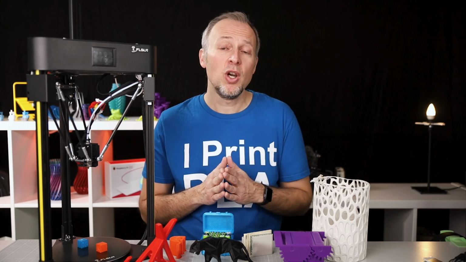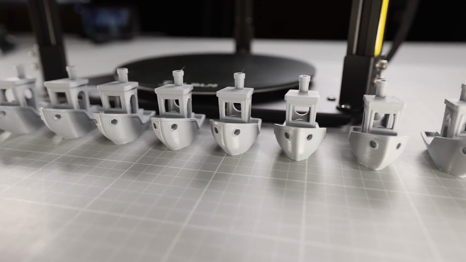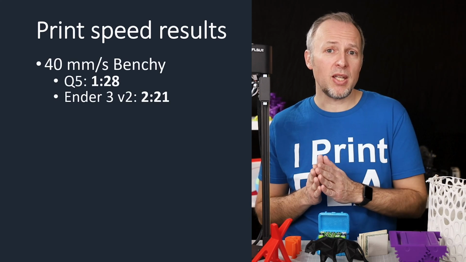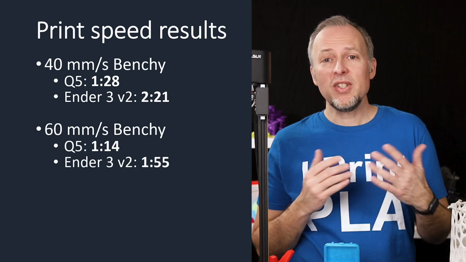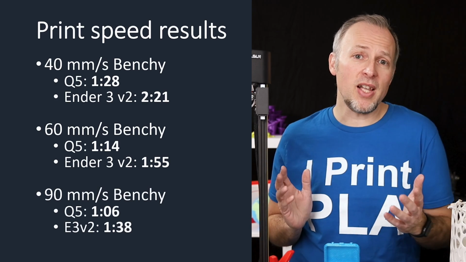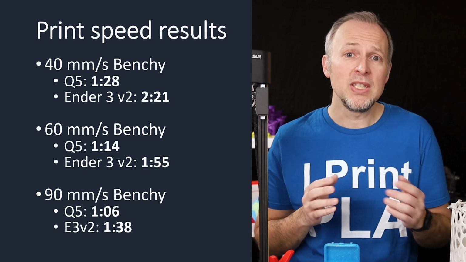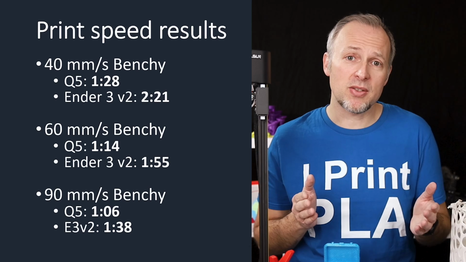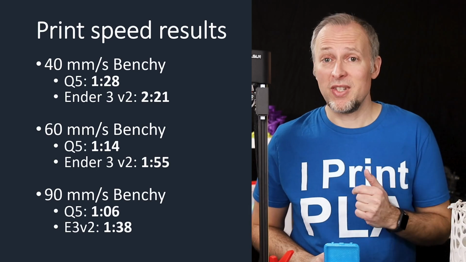Let's see how print speed really influences quality and how fast this printer is printing compared to the Ender 3 V2 for the same part at the same speeds. I've printed several benchies. To keep it short, printing the benchie with the factory settings at 40 mm/s takes 1 hour 28 minutes, and on the Ender 3 V2 it takes 2 hours 21 minutes. So this shows printing is faster with a Delta printer, and even if you set the print speed to 90 mm on the Ender 3 V2, the Banshee still takes 1 hour 38 minutes, whereas the Q5 will go down to about 1 hour and 6 minutes, and this is with default settings on both printers.